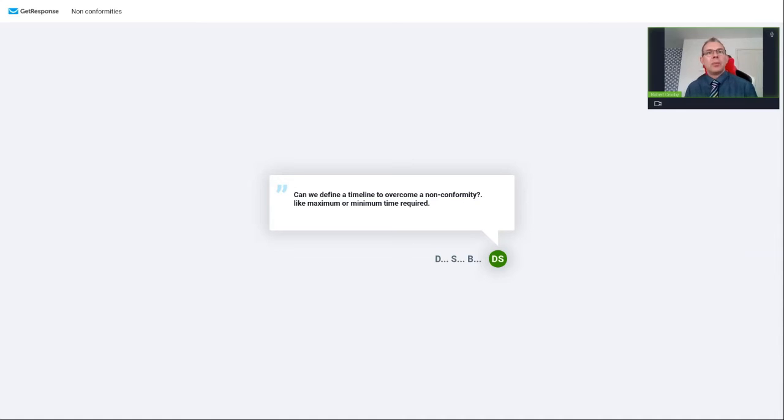Can we define a timeline to overcome a non-conformance, like a maximum or minimum time required? This is a brilliant question, actually. Yes, you can. As I identified earlier, non-conformances might be low level, or they might be very, very serious red flag level. Now, I know from experience that with some non-conformances, it's not as simple as just saying, right, we're going to do that, we'll do it, close it out. It might be that you need investment. For example, in manufacturing environments that are all manual labor, in order to reduce accidents, we might have to get capital expenditure for a robot machine that does all the manual work that the employee did, to prevent them from getting injured. Now, I know from experience that robots and technology are not exactly cheap.